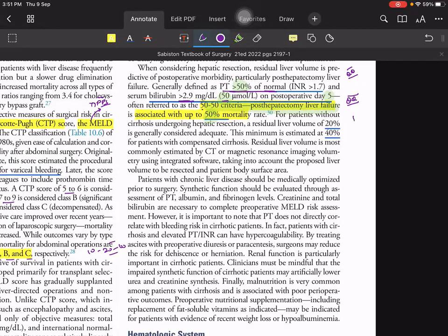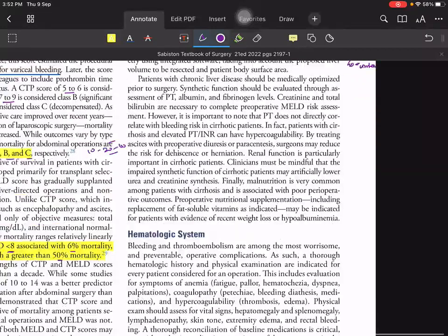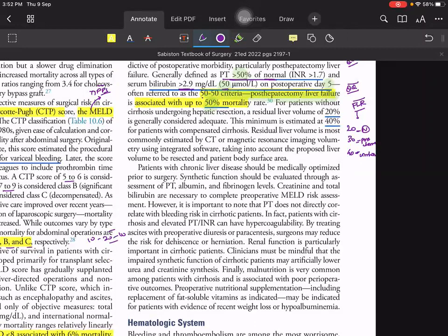So we already know the functional liver remnant, FLR. We already know the formula 20, 30, 40. 20% is needed in a normal liver, 30% in a post-chemotherapy liver, and 40% in a cirrhotic liver. So this much liver should be present while doing hepatic resection to prevent post-hepatectomy liver failure. Remember 20, 30, 40: 20 for normal, 30 for post-chemotherapy, 40 for cirrhotic patients.